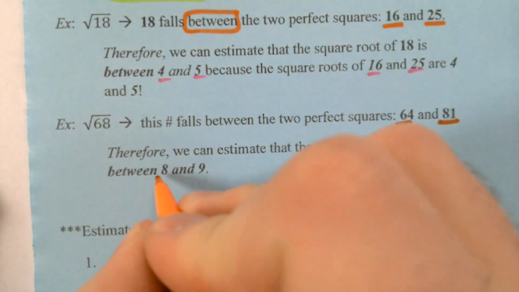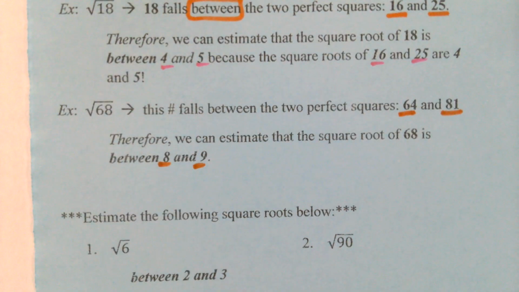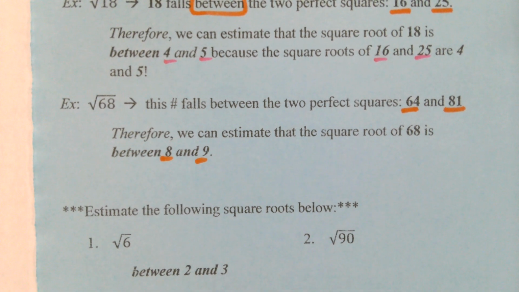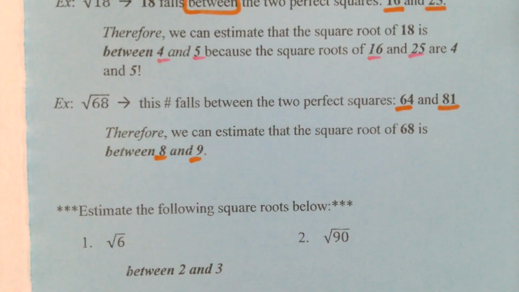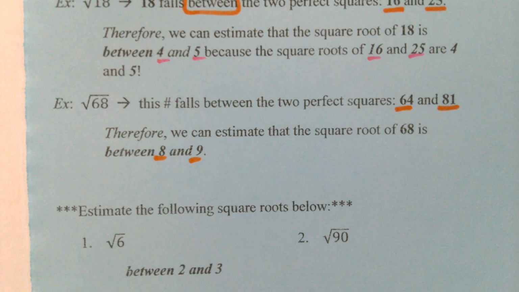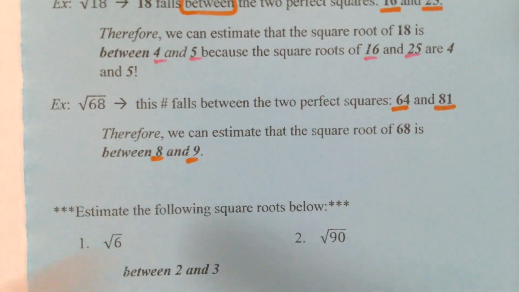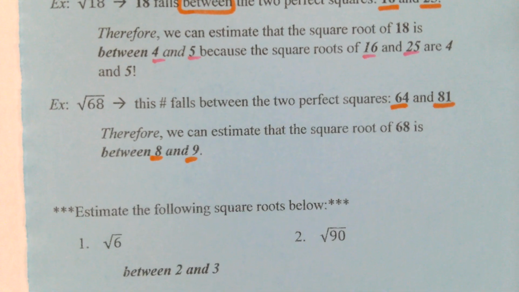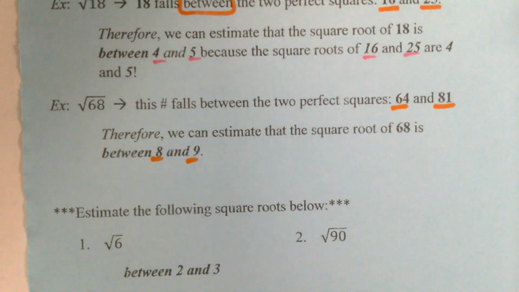64 and 81. So our square root is going to be between 8 and 9. We don't have to do a factor tree. We don't have to bring anything outside of the square root. We're just making an estimate, or an educated guess, as it's often called. It's not a pure guess, because we're using our chart to see what perfect squares are around that number. And then we're using those roots to identify what the estimated square root is going to be.